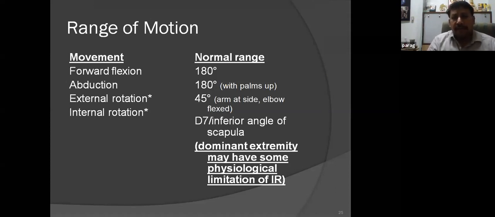Normally, the range of forward flexion can be anywhere between 140 to 180 degrees, depending on the build of the patient. Even the abduction can be that much, especially with palms up and thumbs pointing up in external rotation. External rotation with the arm by the side is usually 45 degrees. Internal rotation, the way we measure internal rotation of the shoulder, is actually hand behind the back. So you ask the patient to take the arm back.